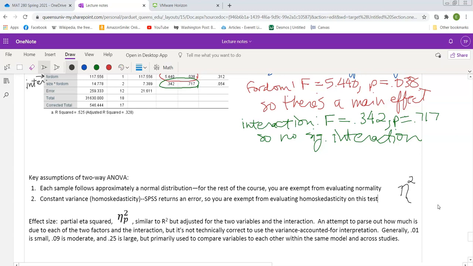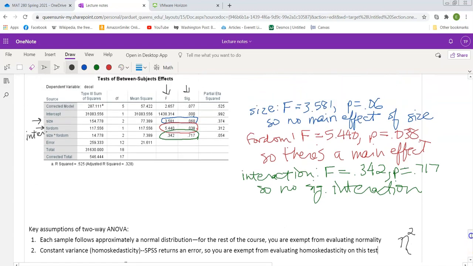In general, researchers will say that 0.01 as a partial eta squared is small, 0.09 is moderate, and 0.25 is large. But keep in mind that you're not really comparing those objectively to these measures. You're comparing them to other models and other variables.